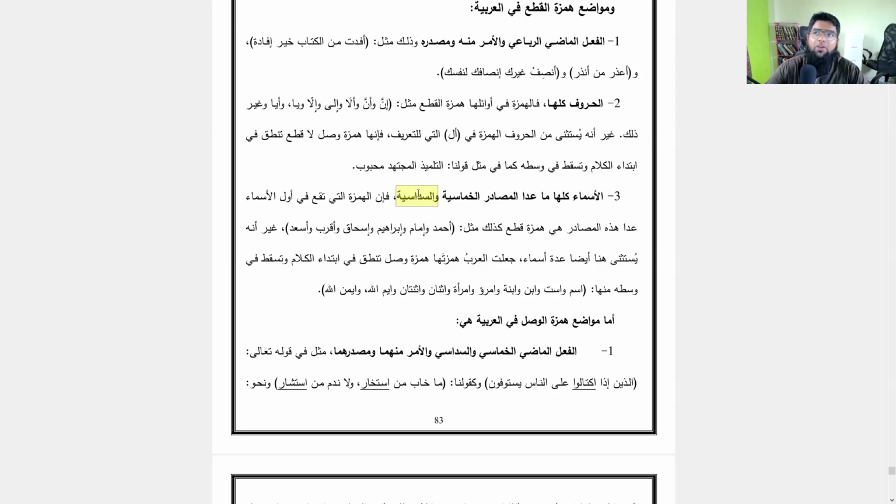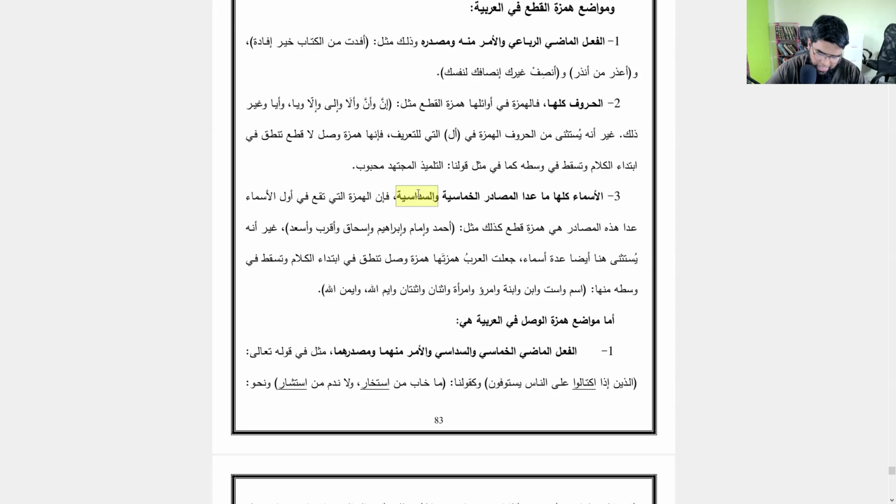So what are the 5 letters one? We start with the hamza. It's from 7, 8, 9, and 10. Infa'ala, yanfa'ilu, infi'al. From 8, ifta'ala, yafta'ilu, ifti'al. And from 9, if'alla, yaf'alu, if'ilal. And from 10, istaghfara, istaghfiru, istaghfar. Okay? Yeah, 7 to 10. Everything else you should put همزة القطع.